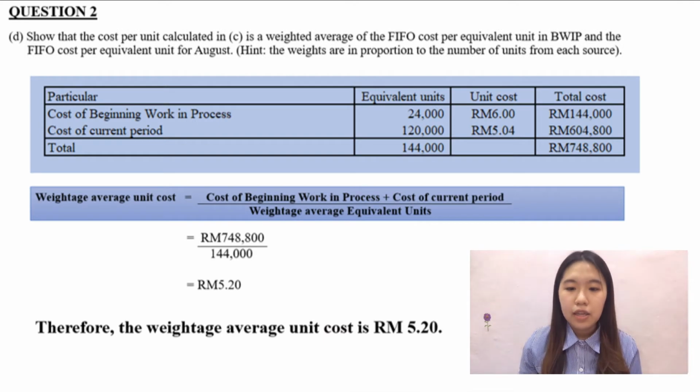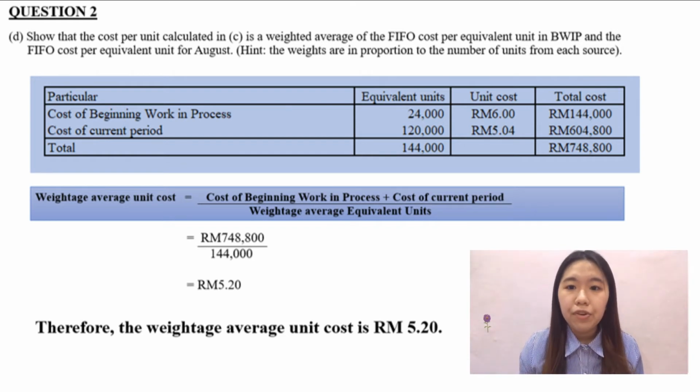Lastly, calculate the weighted average unit cost, which is cost of beginning work in process plus cost of current period divided by weighted average equivalent units. The cost of beginning work in process equals equivalent units of 24,000 units times cost per unit of the equivalent units in beginning work in process, 6 ringgit, and becomes the total cost of 144,000 ringgit Malaysia.